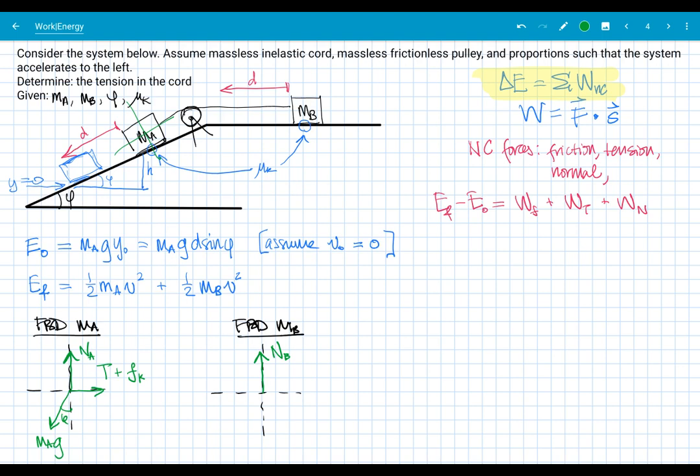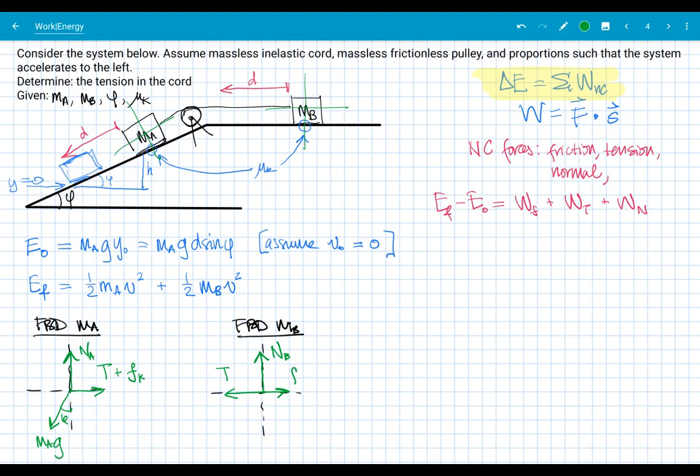If I look at mass B here, now I'm looking at the free body diagram for mass B. I've got tension to the left. I can use the same symbol for tension here. This is a massless pulley, so the tension does not change on either side of that pulley. And then, of course, there's friction at this interface too.